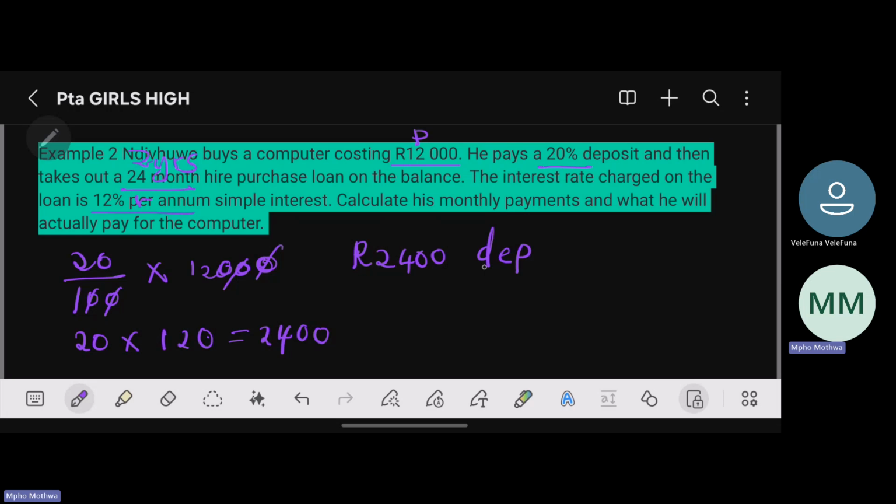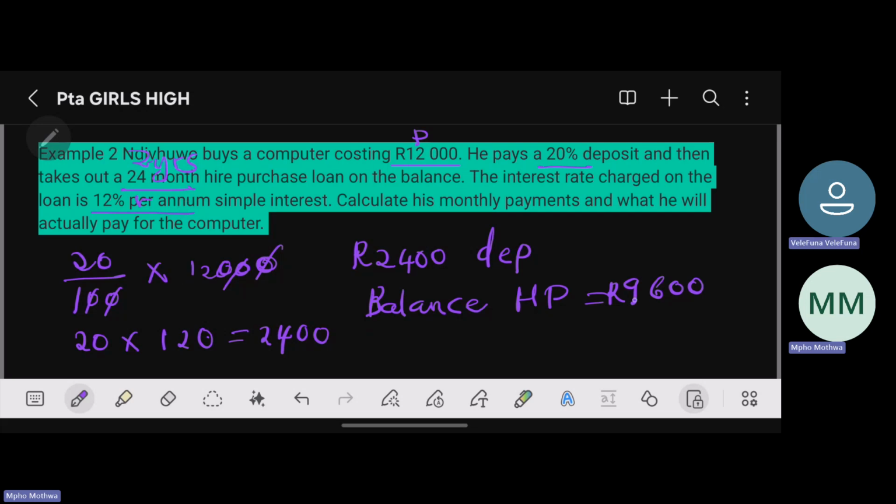So if he took out 2,400 deposit, please listen to me very carefully. You must subtract that money because the computer was costing how much? 12,000. So now this person already paid 2,400. So the balance for hire purchase, you are going to subtract that 2,400 because he already paid it. If you say 12,000 subtract 2,400, it is going to be 9,600. So this person is supposed to pay 9,600 over a period of 2 years.